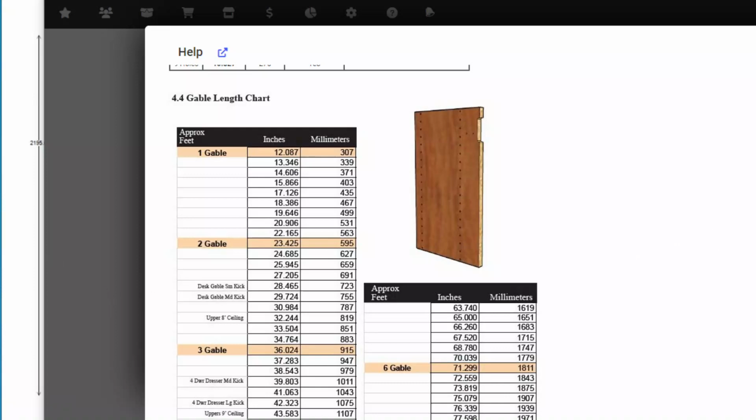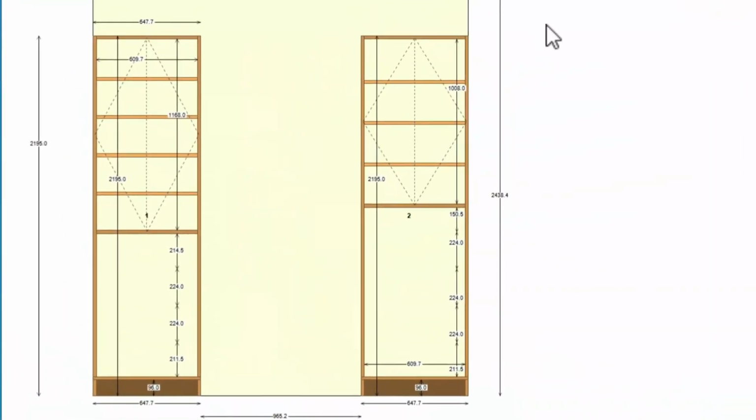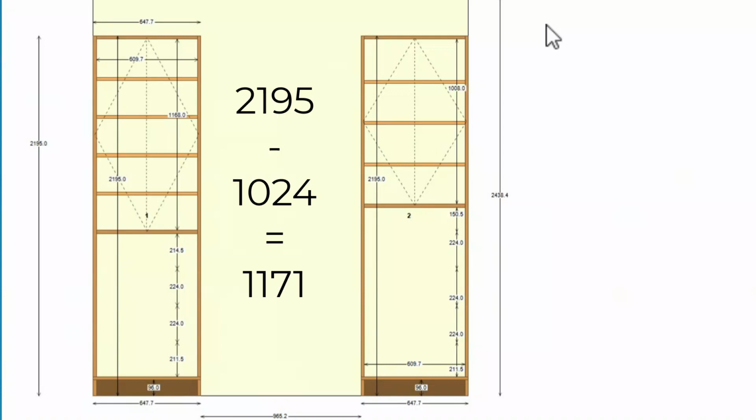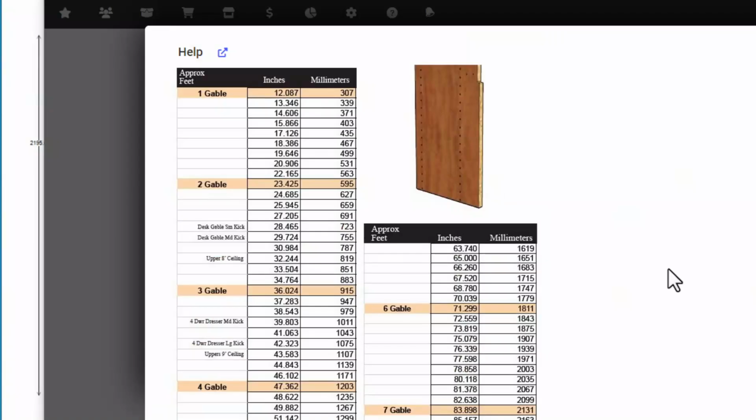Now let's quickly figure out the next drawer bank height in our second example using the information we just learned. The top opening height is 1008 millimeters. Plus 16 gives us 1024 millimeters. The gable height is again 2195 minus the 1024 equals 1171. So let's take a look at that. 1171 on our chart works out to 46.102 inches. And that's the height of our second drawer bank. It's that easy, and I hope this helps.